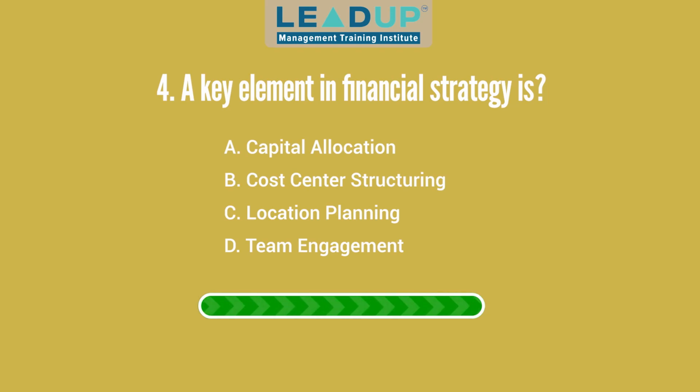Question 4. A key element in financial strategy is A. Capital allocation, B. Cost center structuring, C. Location planning, and D. Team engagement. The answer is capital allocation.